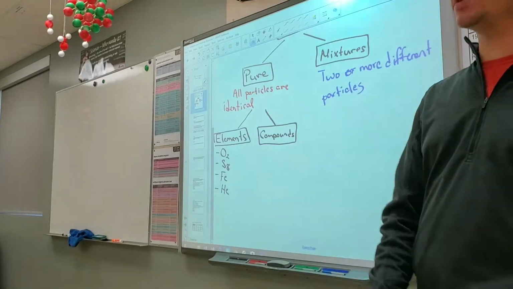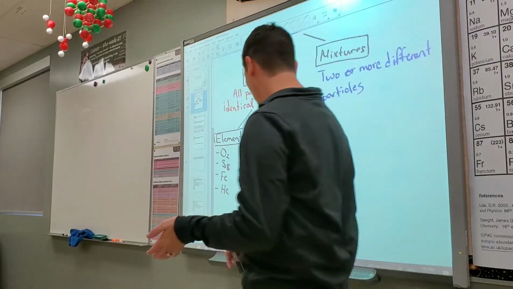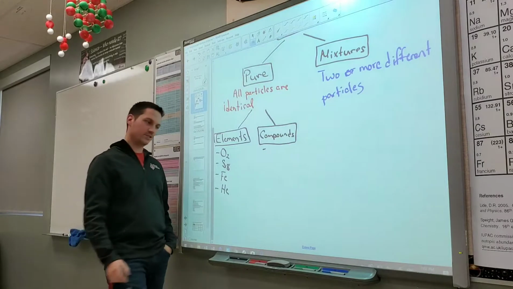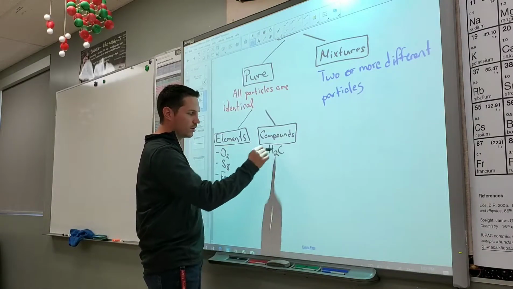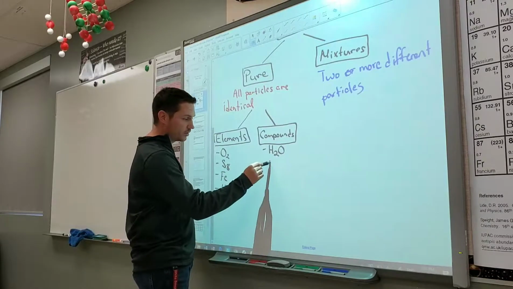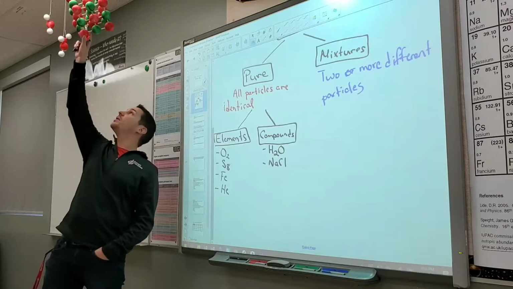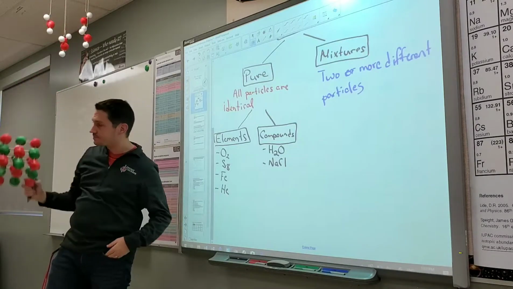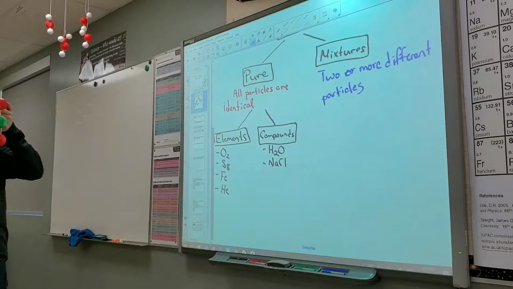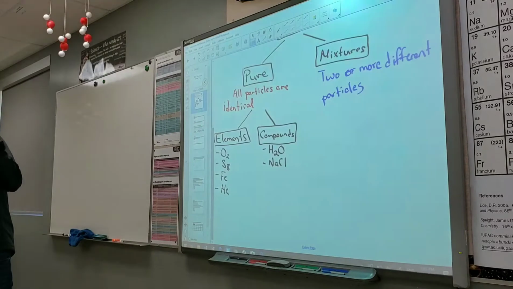Compounds are still pure substances, but they've got two or more elements that are bonded together. And so, what's a really common compound? Water. H2O. Sodium chloride's another one. Here's my model of sodium chloride. Do you see how there's a sodium here and a chloride here? So that's like a unit of sodium chloride, these two things.